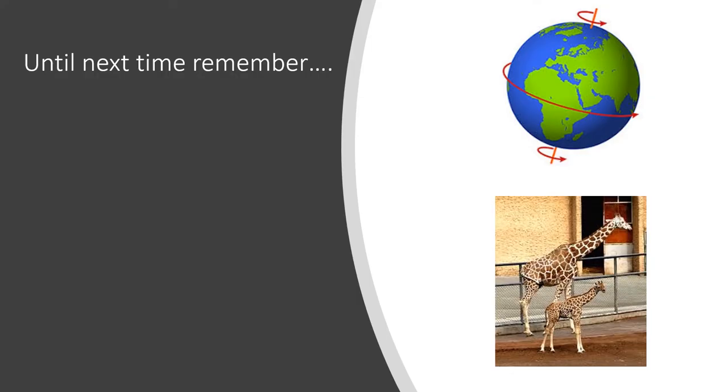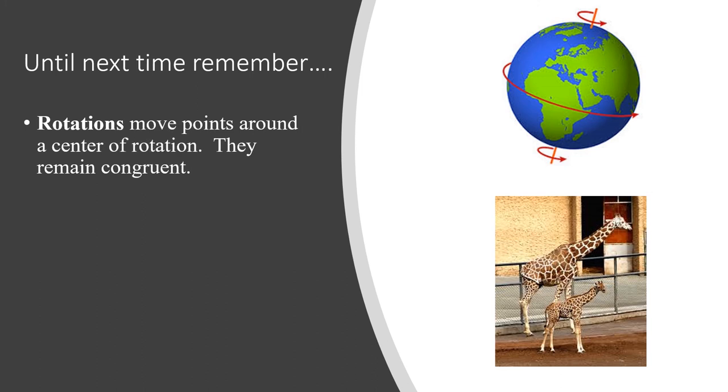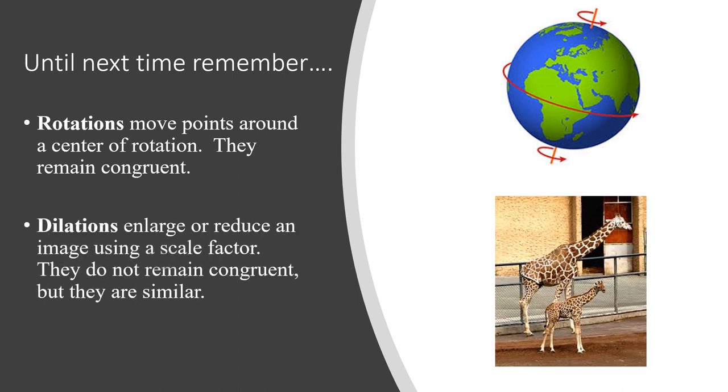All right, so until next time, let's remember that rotations move points around a center of rotation and they remain congruent. So just like a translation and a reflection, rotations are an example of a rigid transformation. Dilation will enlarge or reduce an image using a scale factor. They do not remain congruent, however, they become similar.